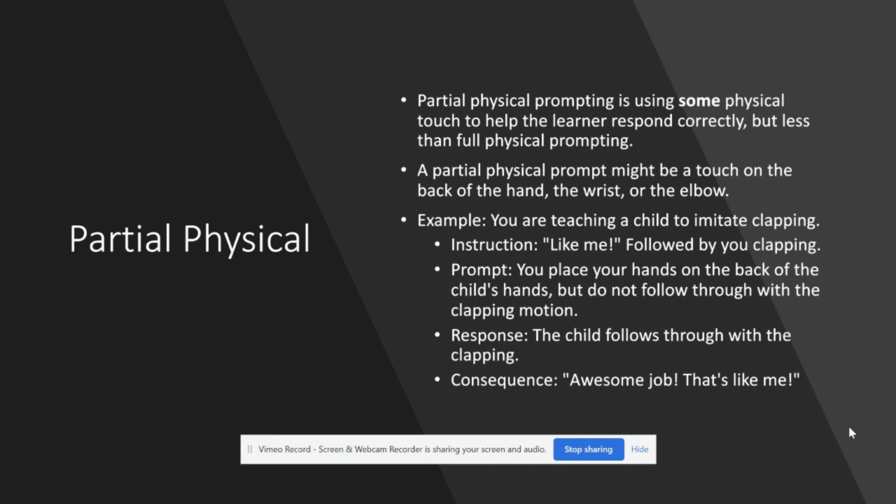So, like our previous example, you're teaching a child to imitate clapping. You say, like me, followed by you clapping. You place your hands on the back of the child's hands, but you're not going to follow through with that clapping motion. It's just to kind of guide the placement of the hands. Then the response, the child follows through with the clapping. Consequence, awesome job, that's like me.